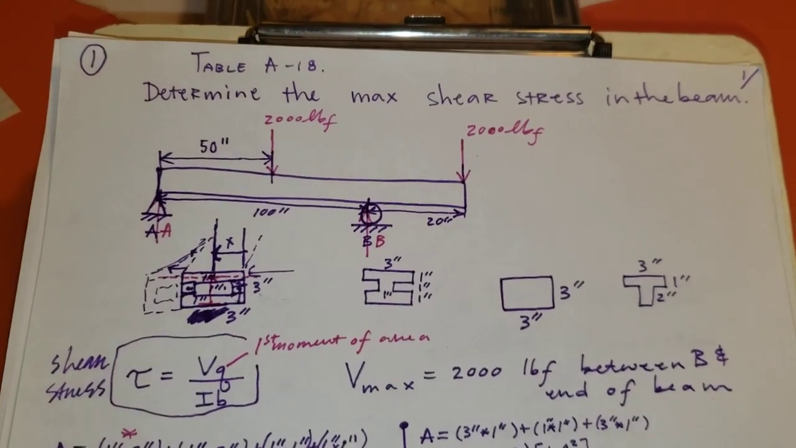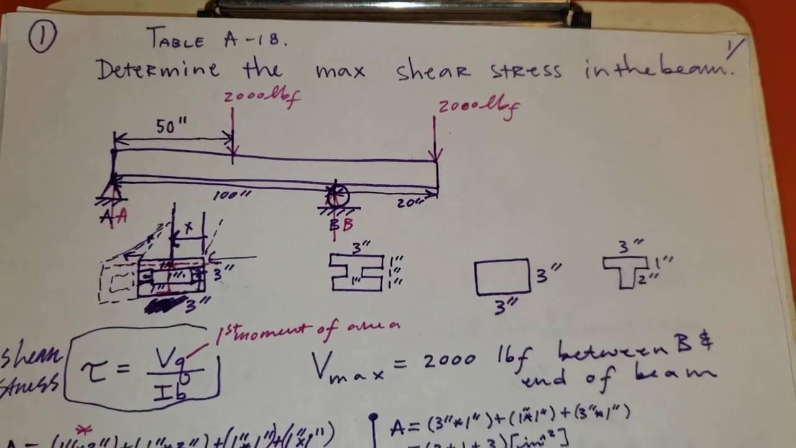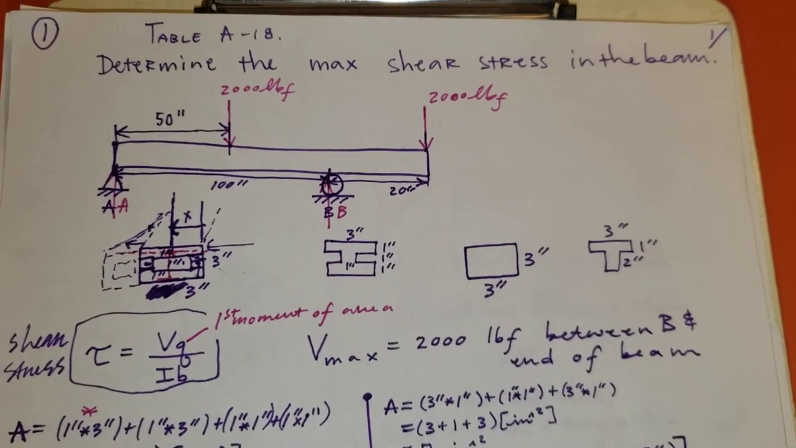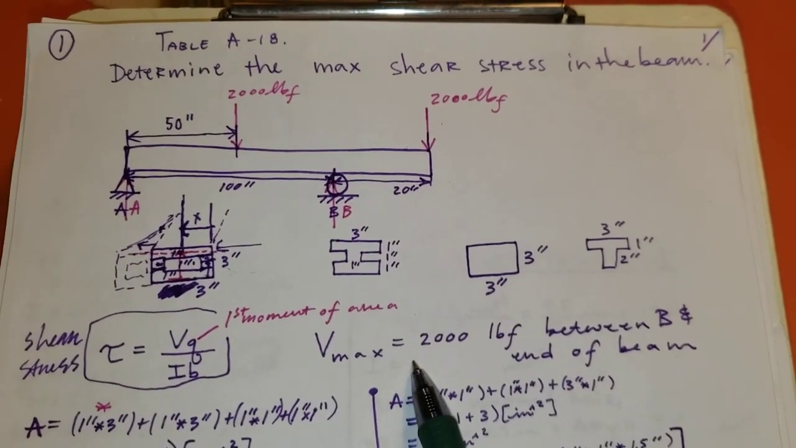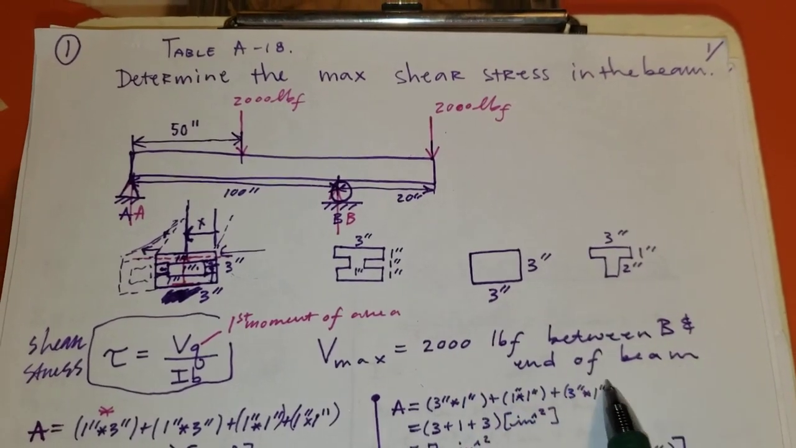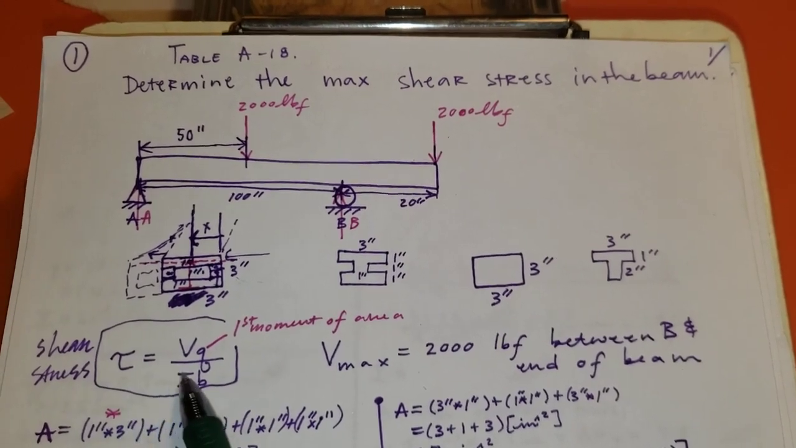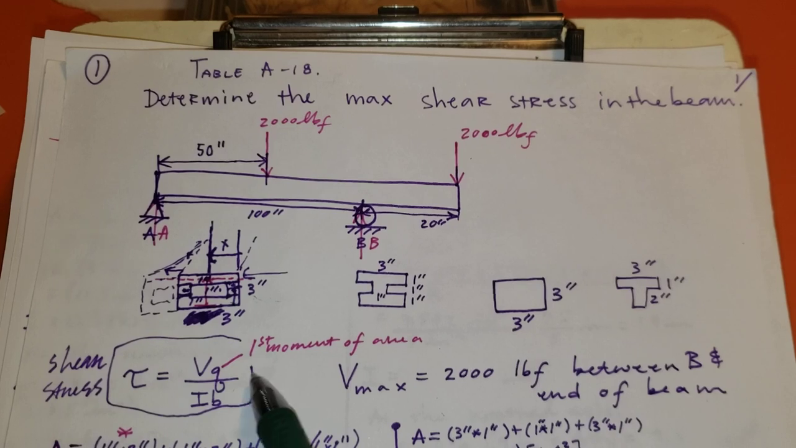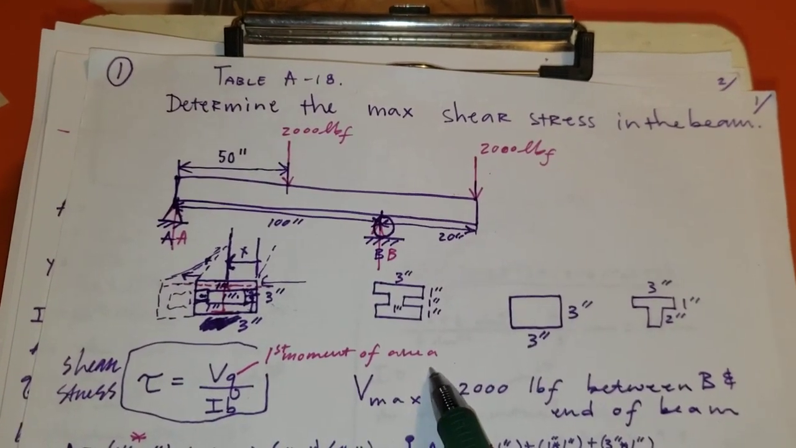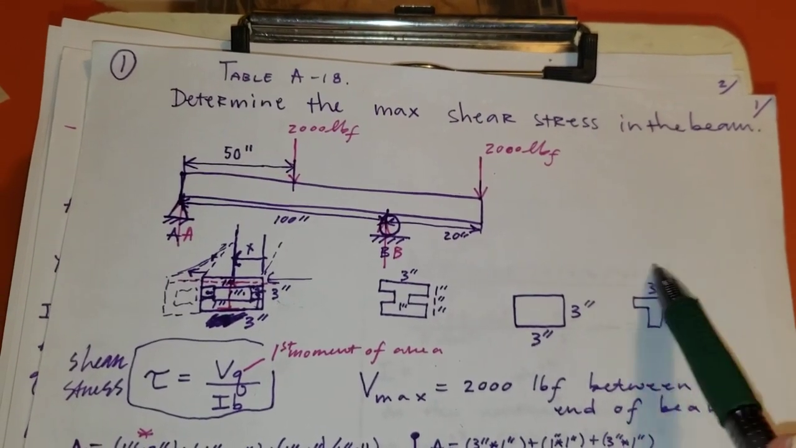Alright, so we are going to look at the T-beam in this problem, and we are going to determine the maximum shear stress in the beam. The max force that we're looking at is 2,000 pound force between B and the end of the beam, and our shear stress calculation, the equation for that is over here, and once again Q is our first moment of area, okay, and we're calculating for this cross section, the T-beam.